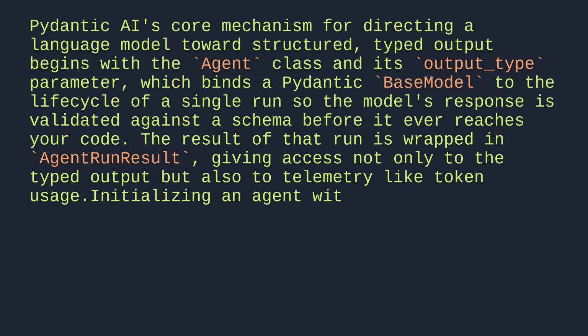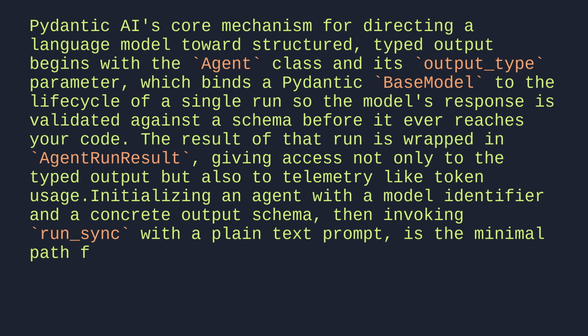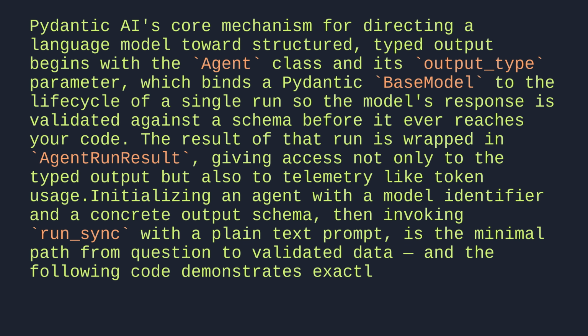Initializing an agent with a model identifier and a concrete output schema, then invoking run sync with a plain text prompt, is the minimal path from question to validated data, and the following code demonstrates exactly that pattern.